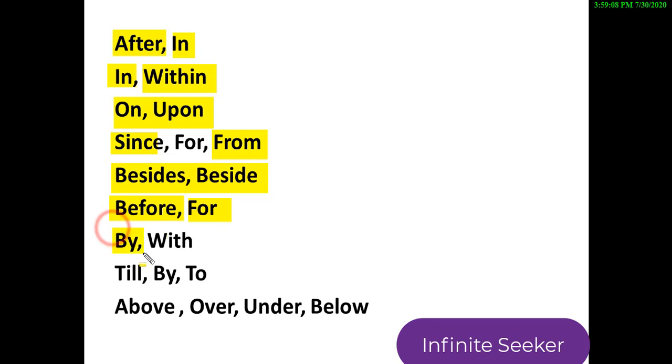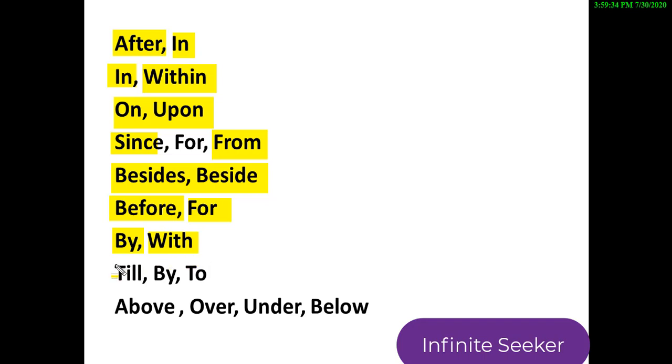Let's look at by. When expressing the agent or doer of a particular action, by is used, while with is used to relate the instrument to the action done. For example, the sweater was knitted by the local village women with the finest tool.